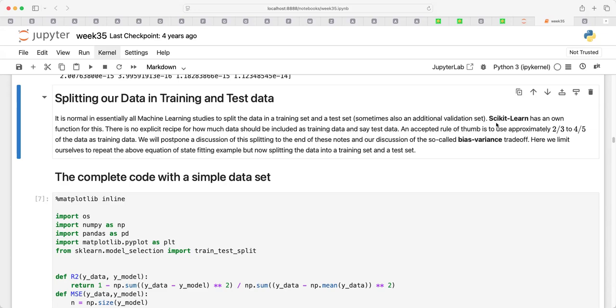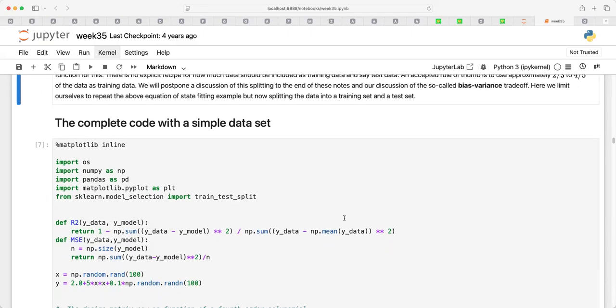Okay, but the thing is that splitting the data in train and test is an essential element in machine learning, because in essentially all cases, the data you have is what you have. So train test split is a functionality which you will find in scikit-learn.